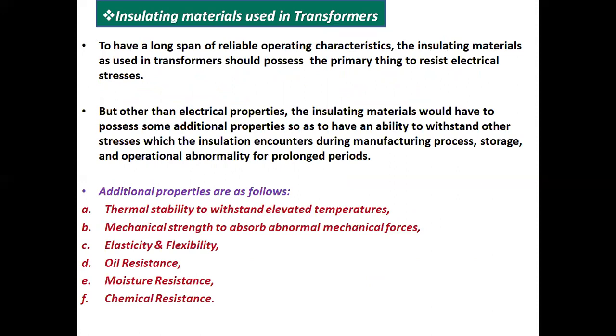Insulating materials used in transformers. To have a long span of reliable operating characteristics, the insulating material used in transformers should possess, as the primary thing, the ability to resist electrical stresses. But other than electrical properties, the insulating materials have to possess some additional properties so as to withstand other stresses which the insulation encounters during the manufacturing process, storage, and operational abnormality for prolonged periods.